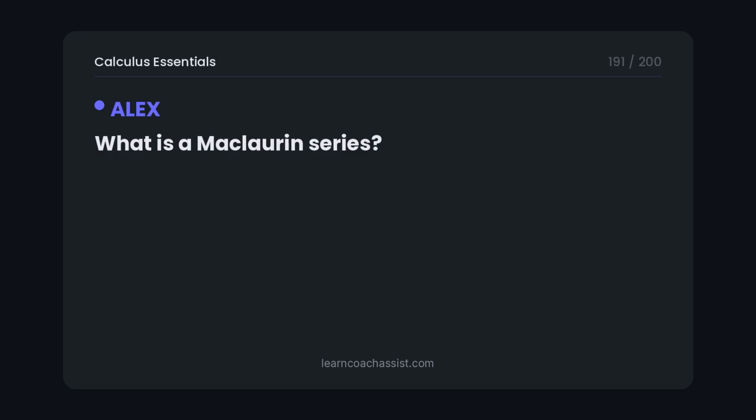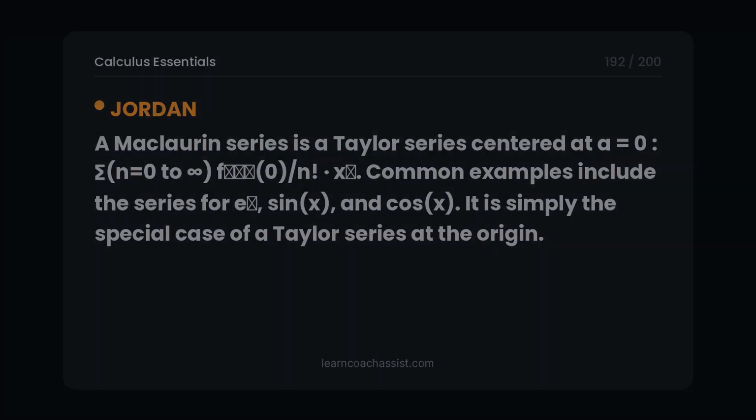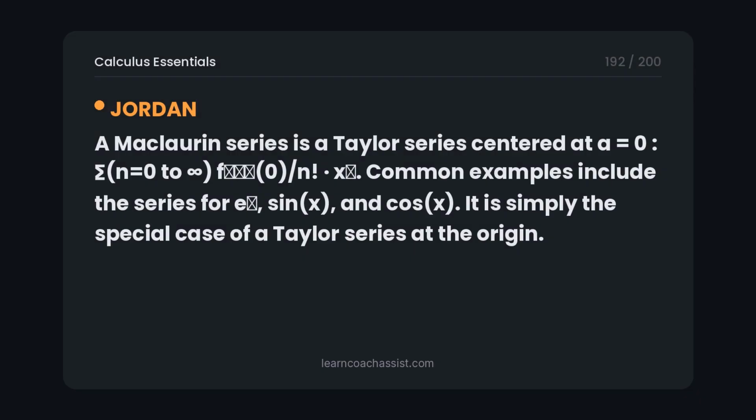What is a Maclaurin series? A Maclaurin series is a Taylor series centered at a equals 0, sigma n equals 0 to infinity of f^(n)(0) over n factorial times x to the n. Common examples include the series for e to the x, sine x and cosine x. It is simply the special case of a Taylor series at the origin.